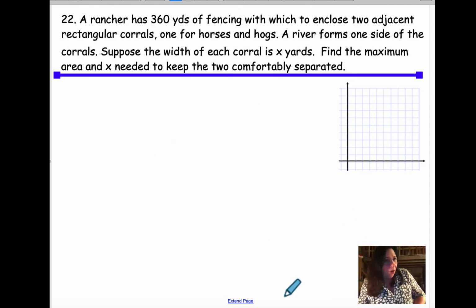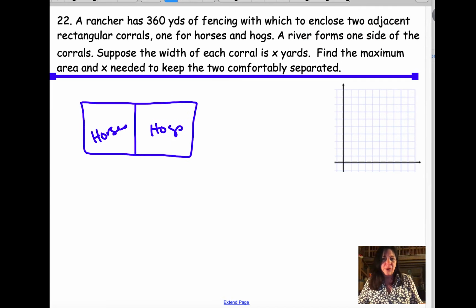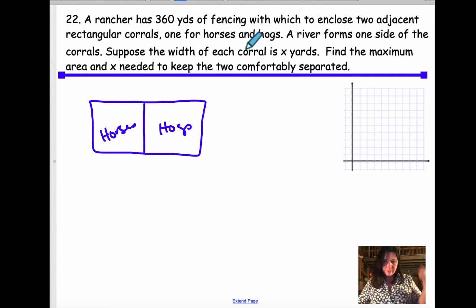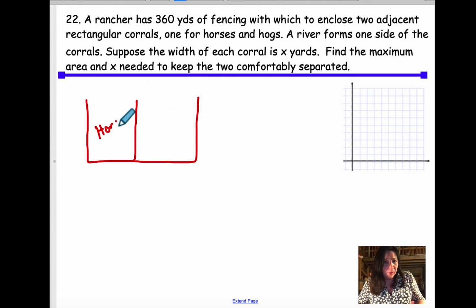Okay, do this again. A rancher has 360 yards of fencing in which to enclose 2 adjacent rectangular corrals. Horses and hogs, we don't really care. It's a rectangle, right? And we've got horses, and we have hogs, but the river forms one side of the corral. So let me redraw this, because now there's a river on the side. Let's make the corral red. Then we've got horses here, hogs here, and a river here.